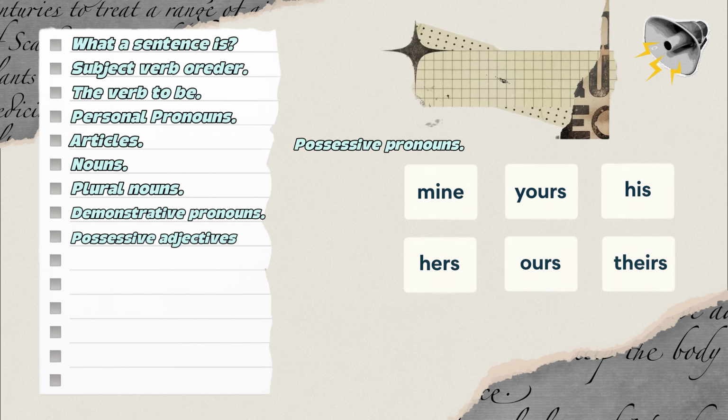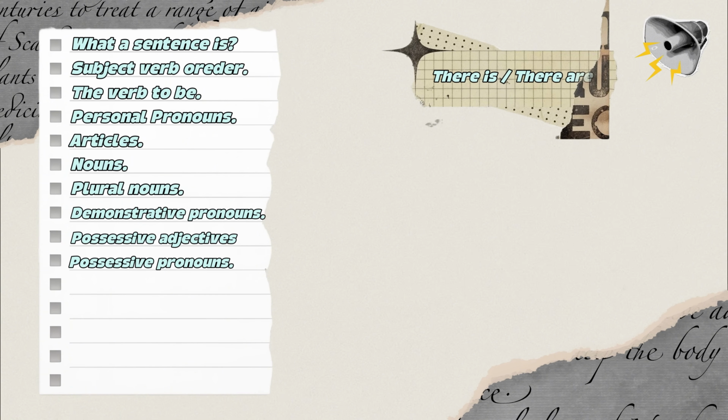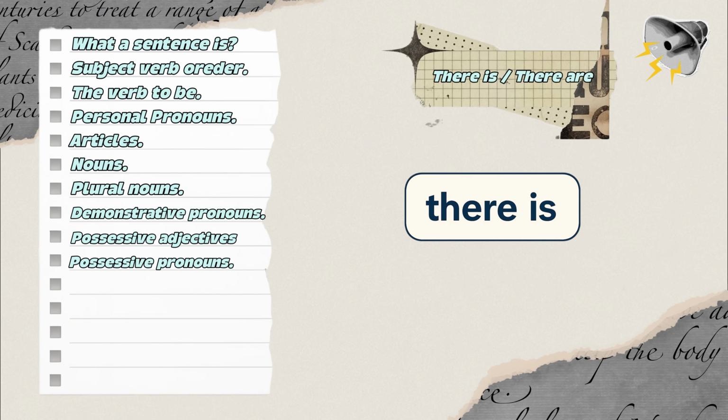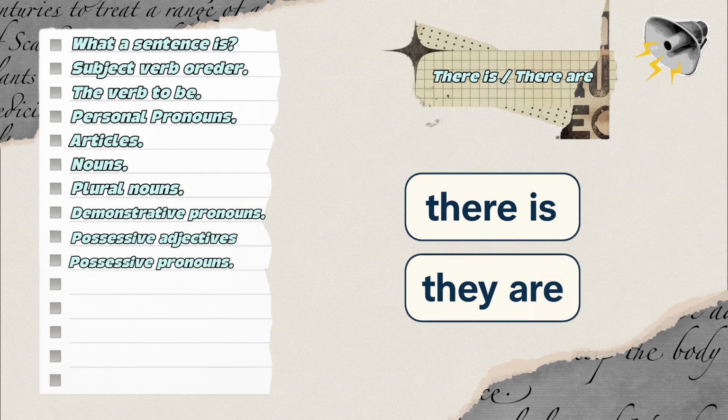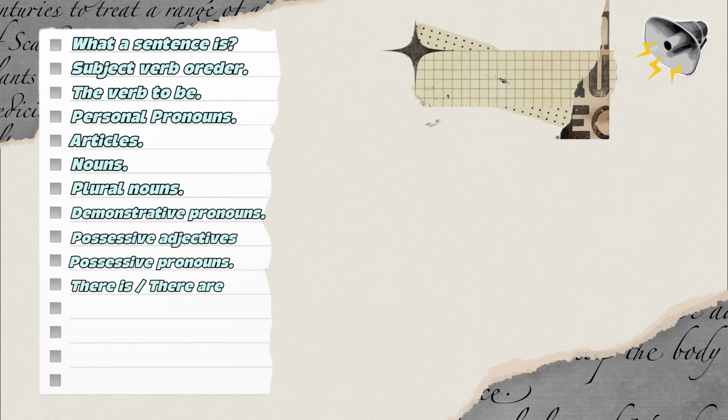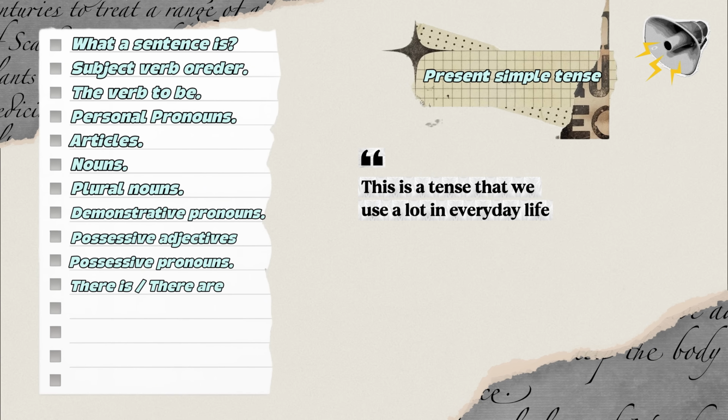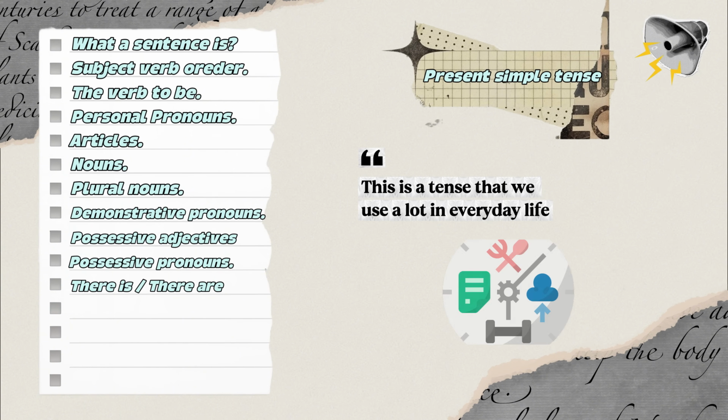Number 11. There is and there are. When do we say there is something? And when do we say there are things? And lastly, we will look at the present simple tense. This is a tense that we use a lot in everyday life. We use it to talk about our daily life plus facts.